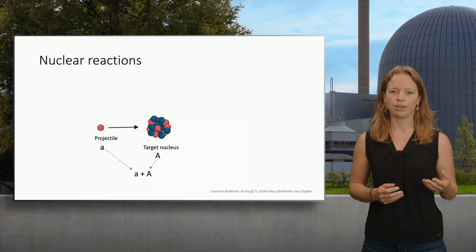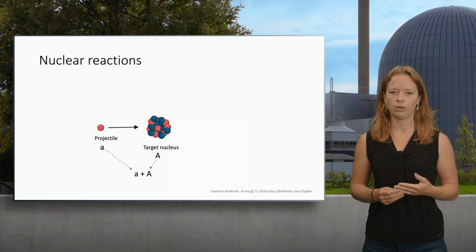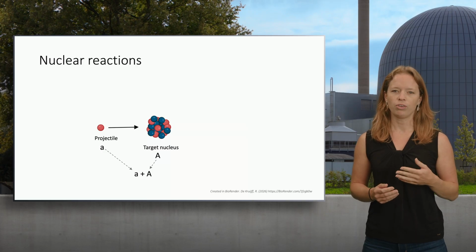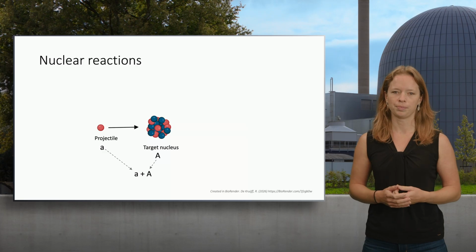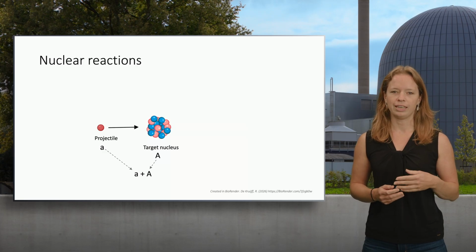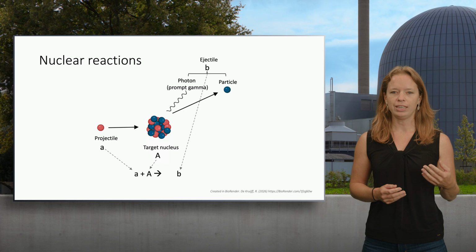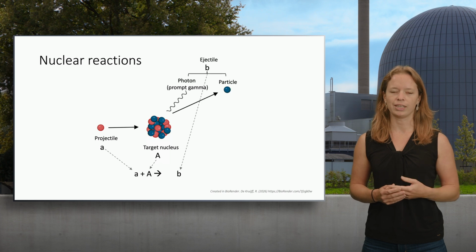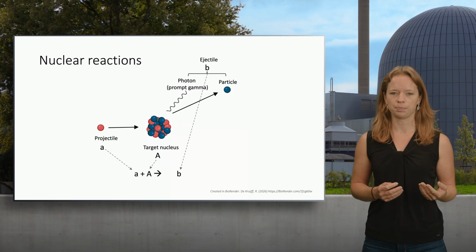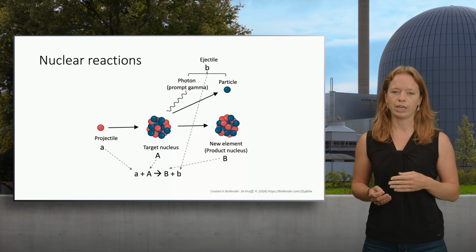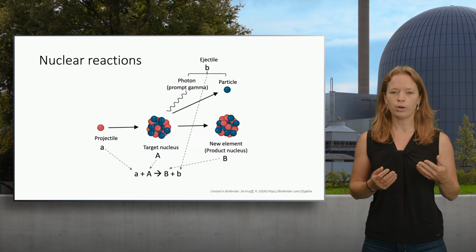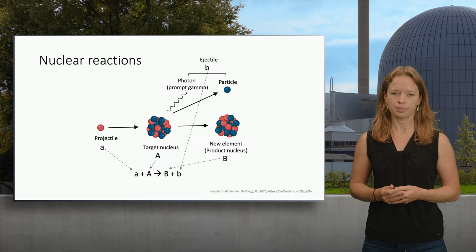You can irradiate target A by shooting a projectile, lowercase a, at it, which can transfer some of its energy to it or even get completely absorbed. The target nucleus is then in an excited state and releases some of this excess energy by ejecting a particle or a gamma photon. We call this the ejectile. What we are left with is product nucleus B, which can either be a new radioactive or a stable element, or even a different isotope of the same element.